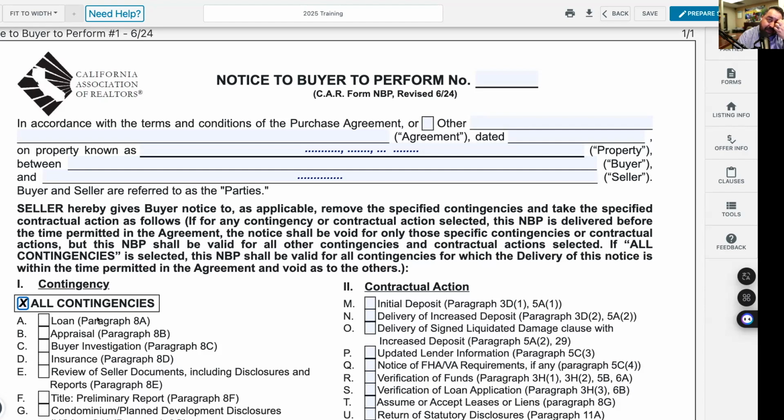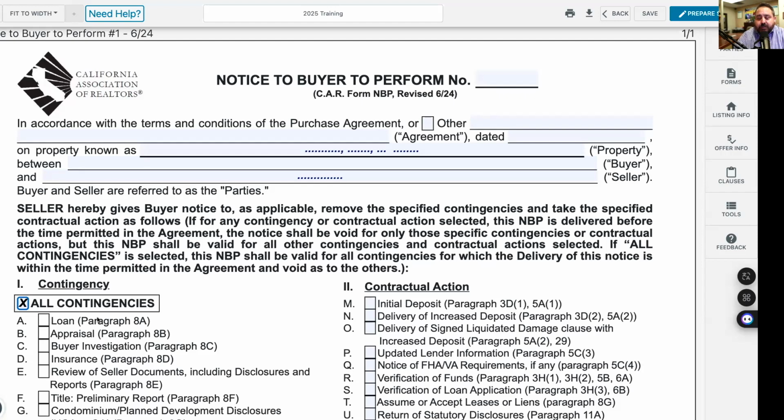Now, going back to the time periods about when performance has to take place, remember I said Saturdays, Sundays, and holidays do not count as performance dates, but they count as days. So again, same example. Let's say my contingency period is going to be up on Monday, and I want to do that preemptive notice to perform. I can't send it yet because that would make it invalid. But I can send it on Saturday. Even though it's not a performance date, it does count as a day.